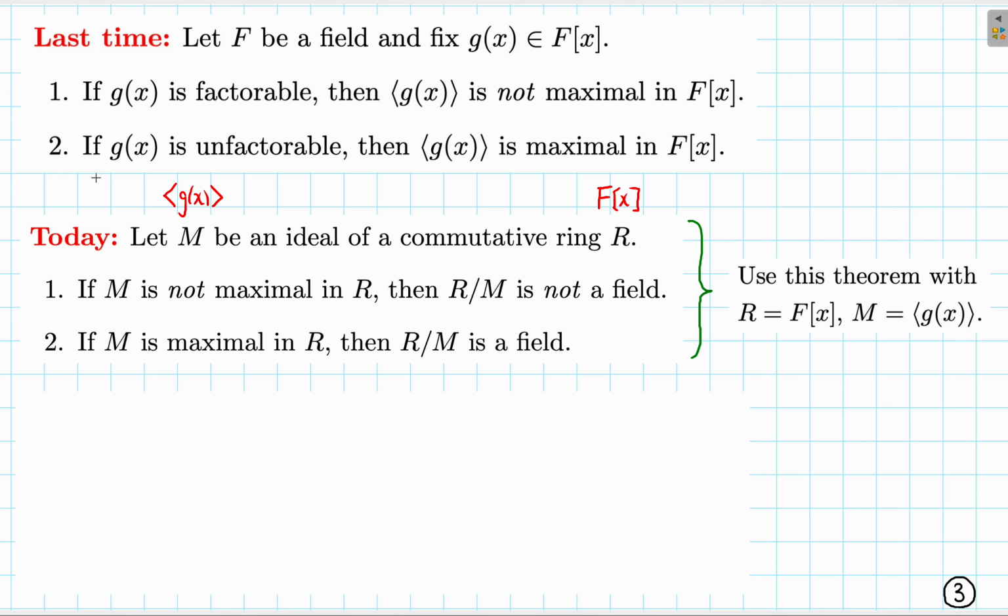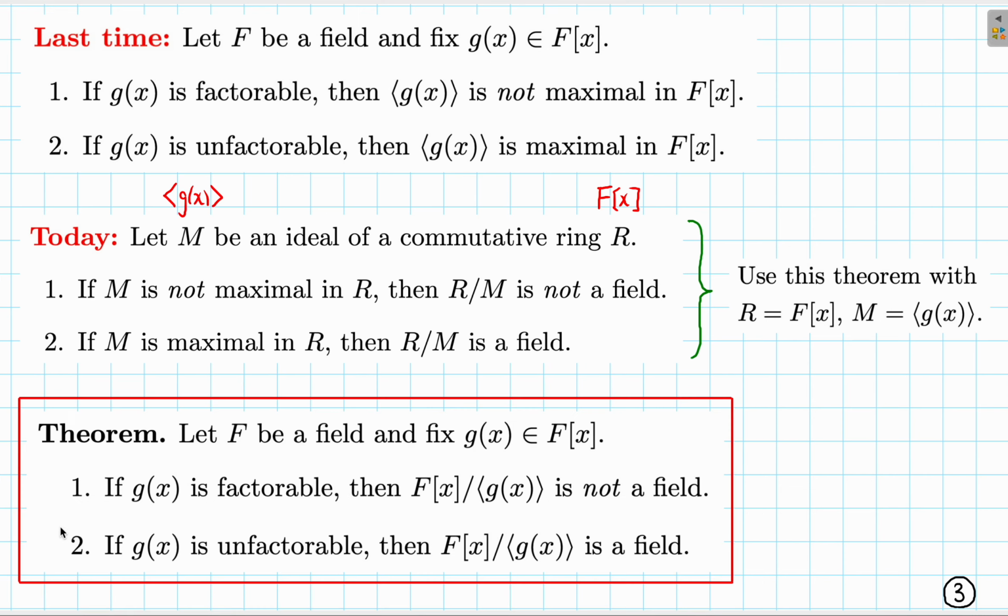And the second part says if g(x) is unfactorable, then ⟨g(x)⟩ is maximal in F[x]. And then if ⟨g(x)⟩ is maximal in F[x], then the quotient ring is a field. In other words, by connecting these two theorems together, we obtain our desired goal, the proof that we've been trying to prove using the tool from Abstract Algebra, namely maximal ideals.